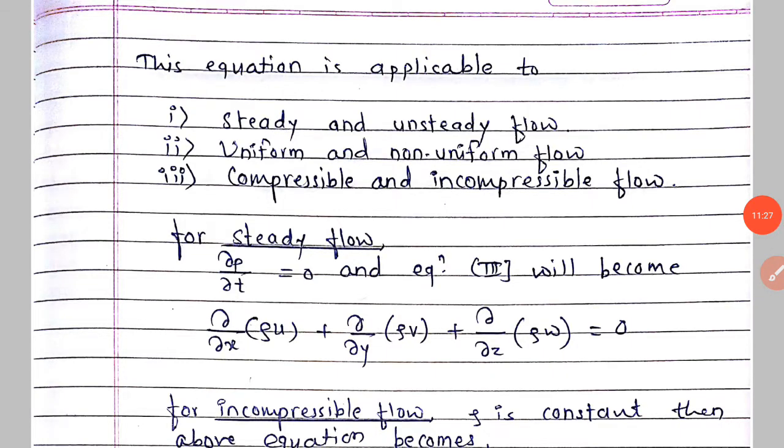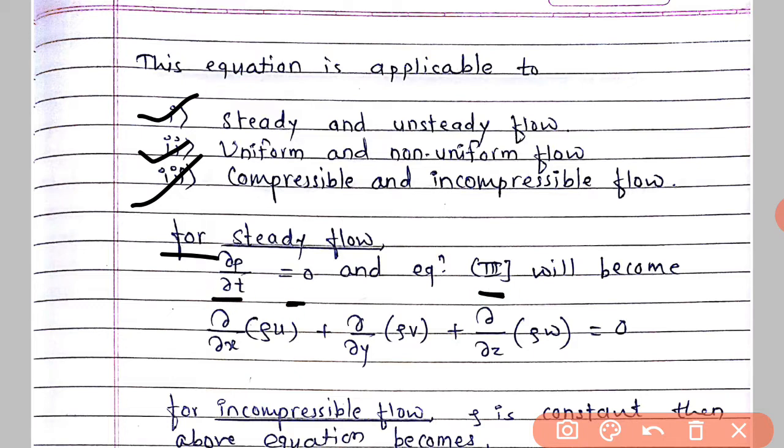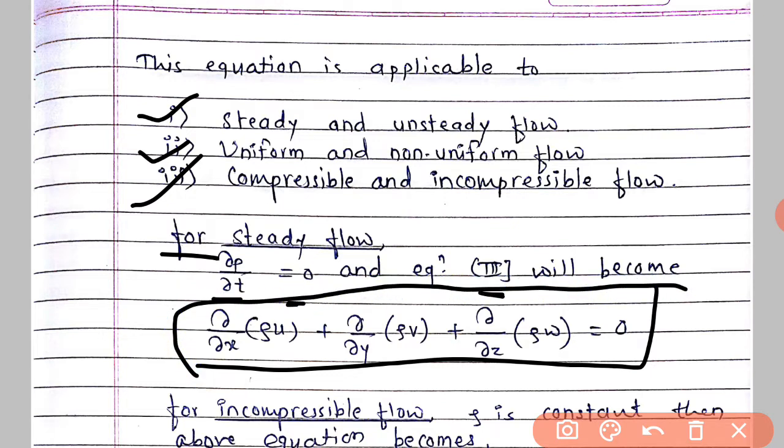And this continuity equation can be applicable to steady flow, unsteady flow, uniform flow, non-uniform flow, compressible flow, incompressible flow. For steady flow, we know that ∂ρ/∂t equals 0, and equation 3, putting the value of ∂ρ/∂t as 0, the remaining will be this equation. Only ∂/∂x of ρu plus ∂/∂y of ρv plus ∂/∂z of ρw will remain.